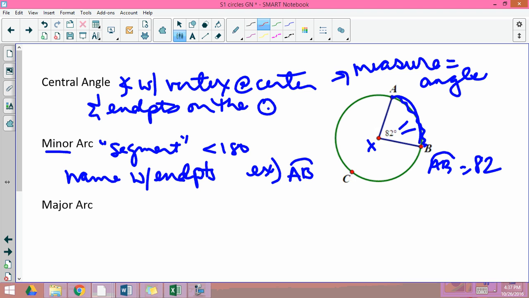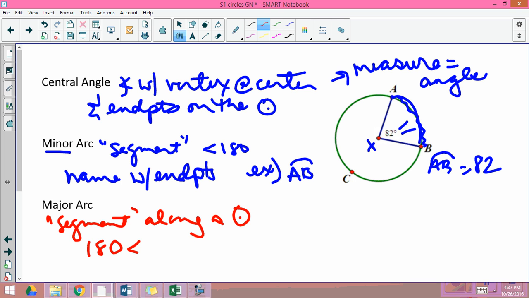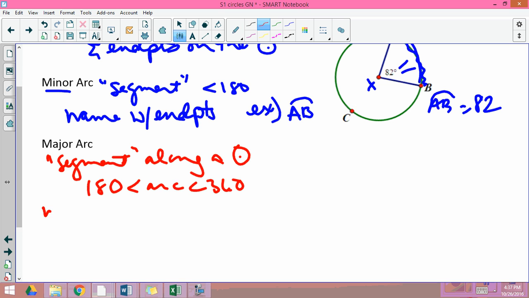Major arc is a segment along a circle, and it's greater than 180, but less than 360. In this case, though, we need to name with the endpoints and 1 point on the arc.